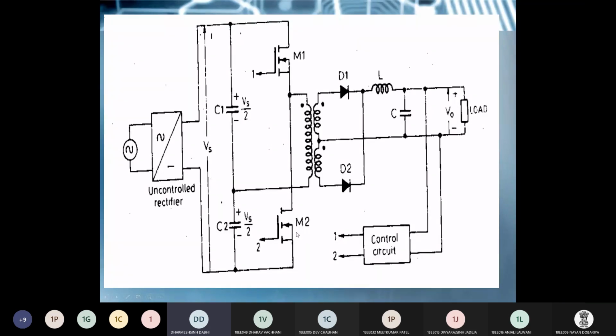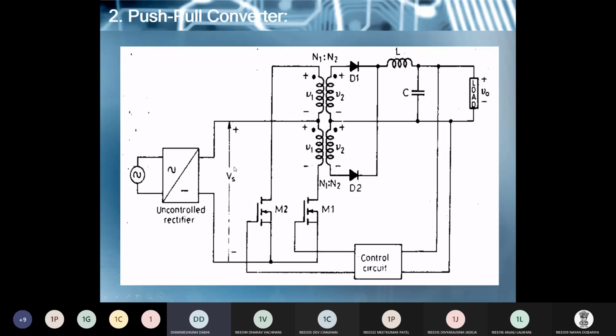So let's understand this. Here M1 is on, so it means that this positive terminal, through M1, comes to the drain terminal of M2. So this plus Vs by 2 comes here at this point, and the minus Vs by 2 polarity of this C2 comes here. So plus Vs by 2 here and minus Vs by 2 there, so the difference is Vs. It means the same as the supply. So the voltage stress across the switch during off condition is the same as the supply voltage.